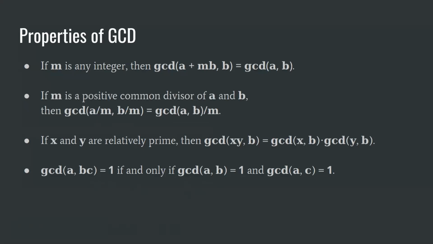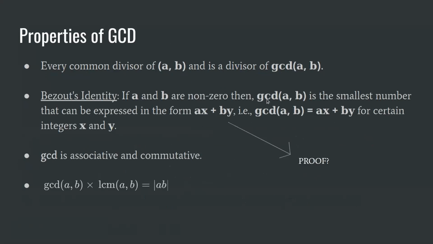Okay, so this brings us back to Bezout's theorem. How do you get this cool thing that GCD can be expressed as this, and how do you make sure that this is the smallest number for which we can do this?